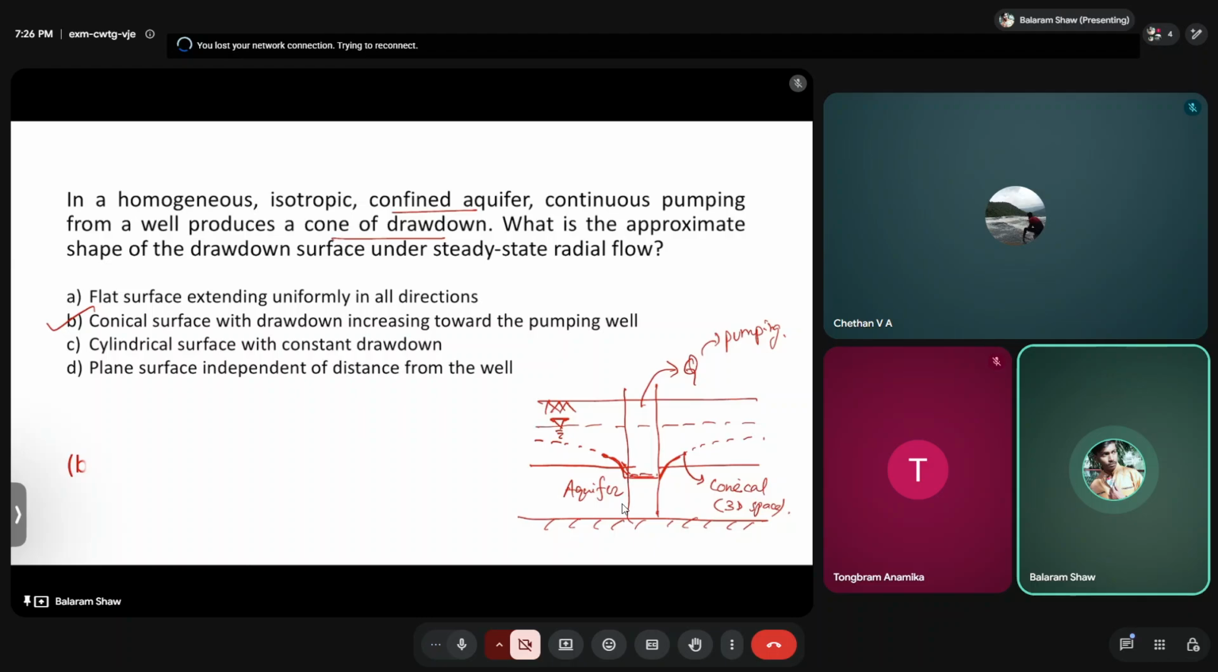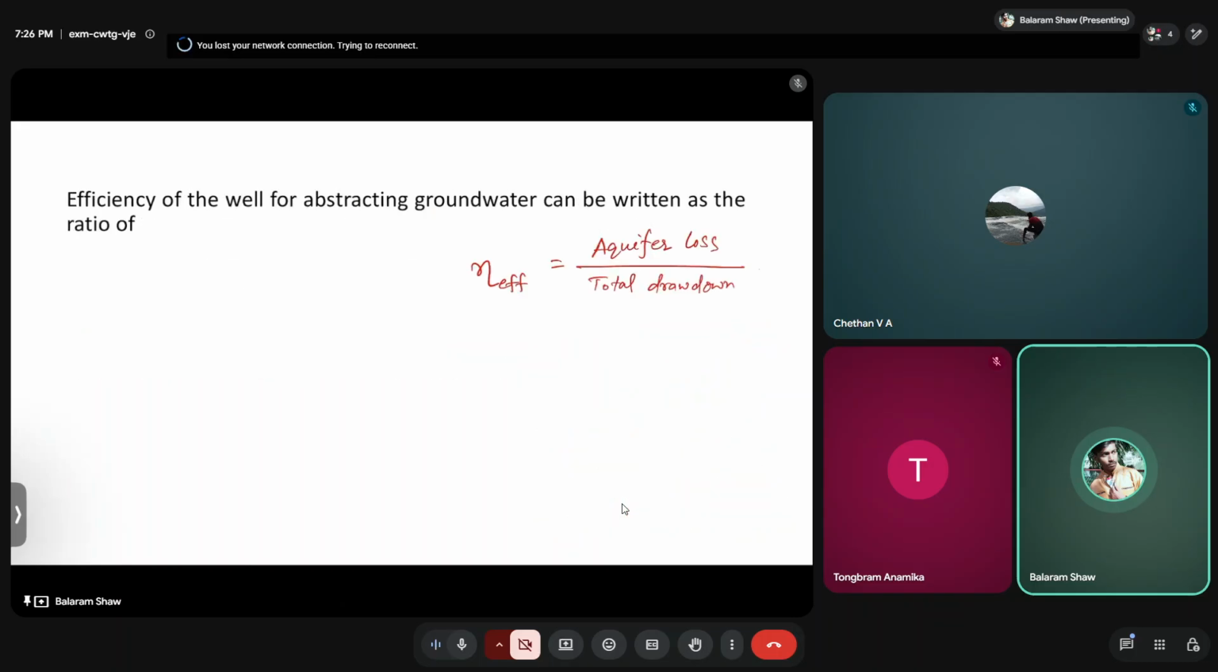Okay, we'll move to the next question. The next question is: the efficiency of the well for abstracting groundwater can be written as... So we know, we write the efficiency of the well for abstracting groundwater as the ratio of aquifer loss to the total drawdown. We have discussed what is aquifer loss, what is drawdown, and what is well loss some time back, right? So the efficiency of the well for abstracting groundwater will be written as the ratio of aquifer loss to the drawdown. Yeah, just now we have seen. Okay, so the correct answer for this is aquifer loss to total drawdown, right?